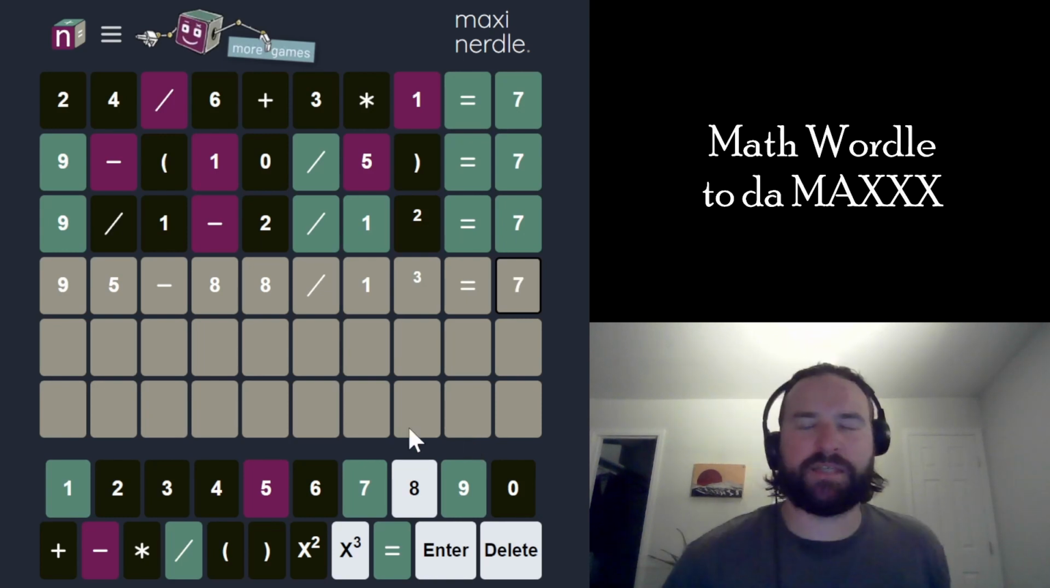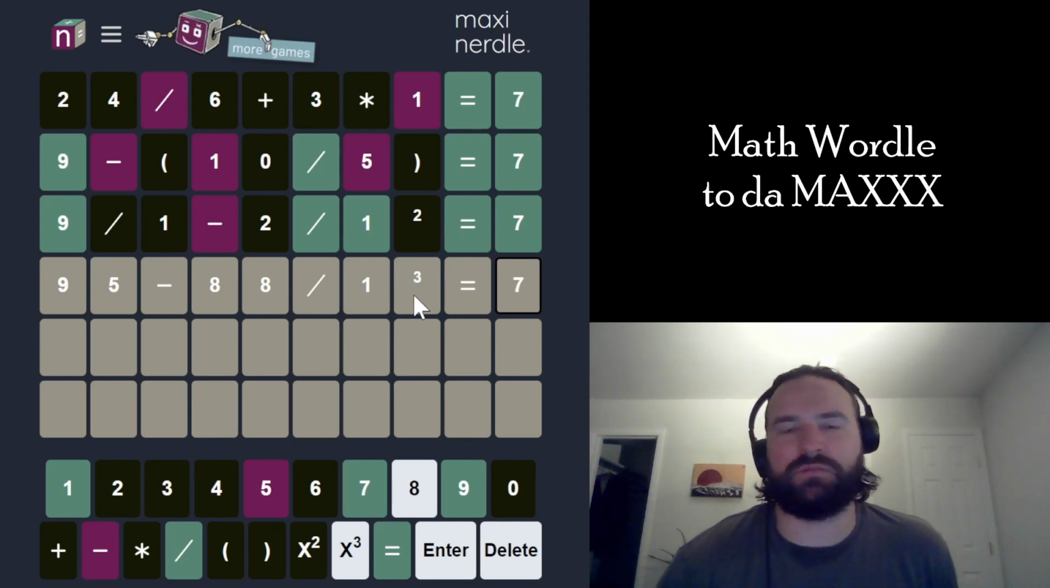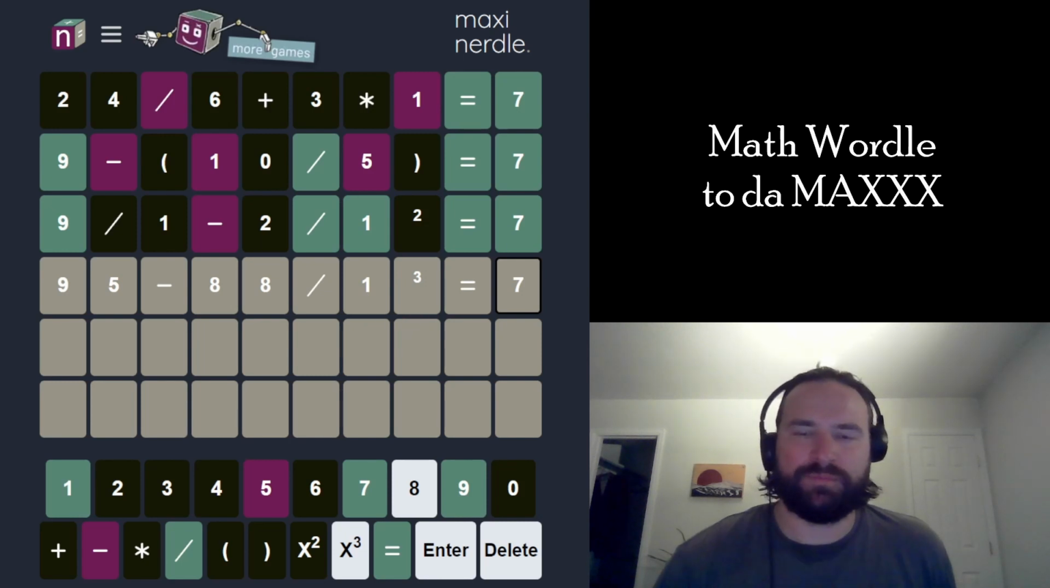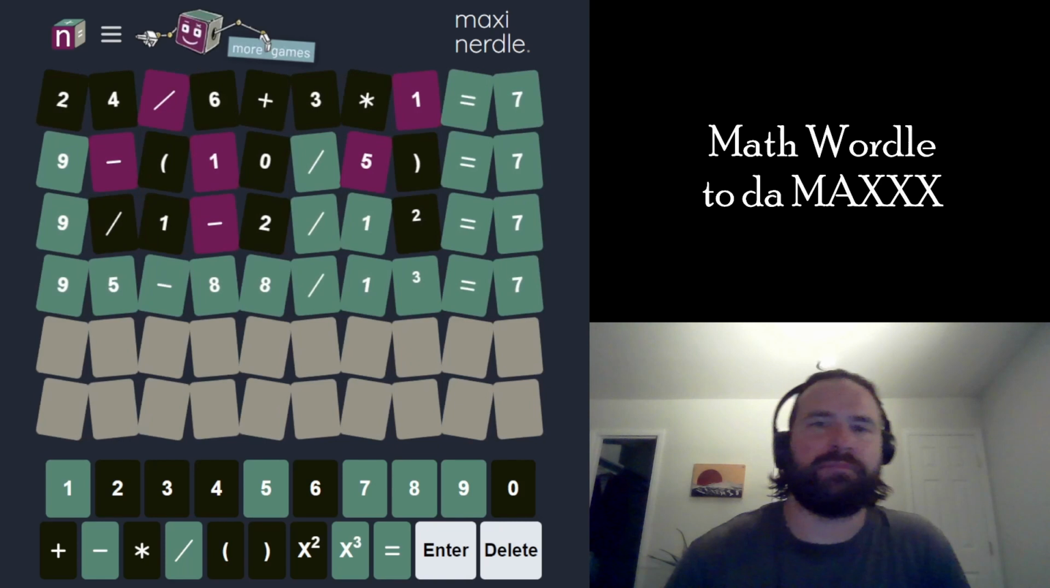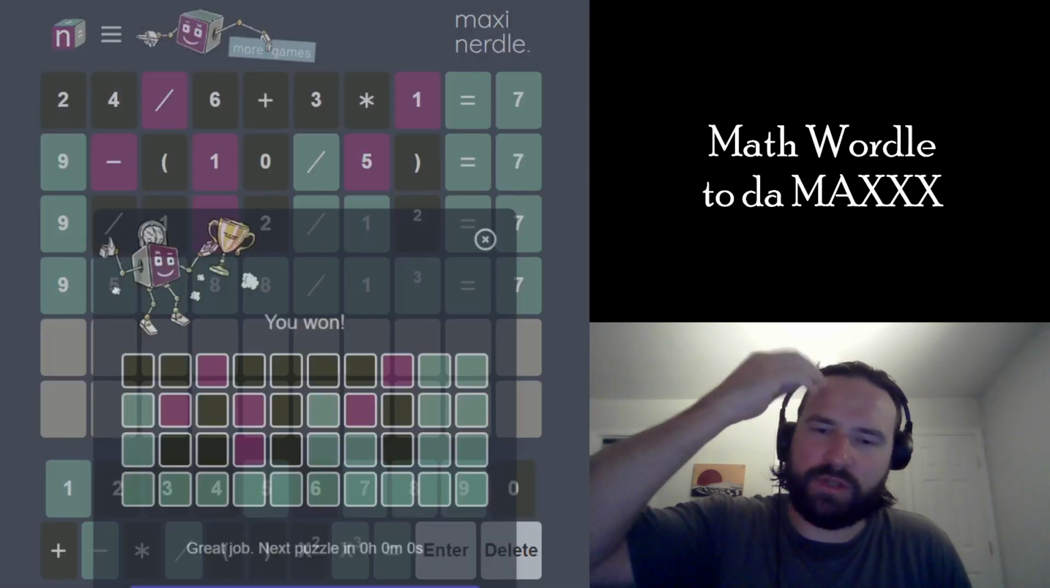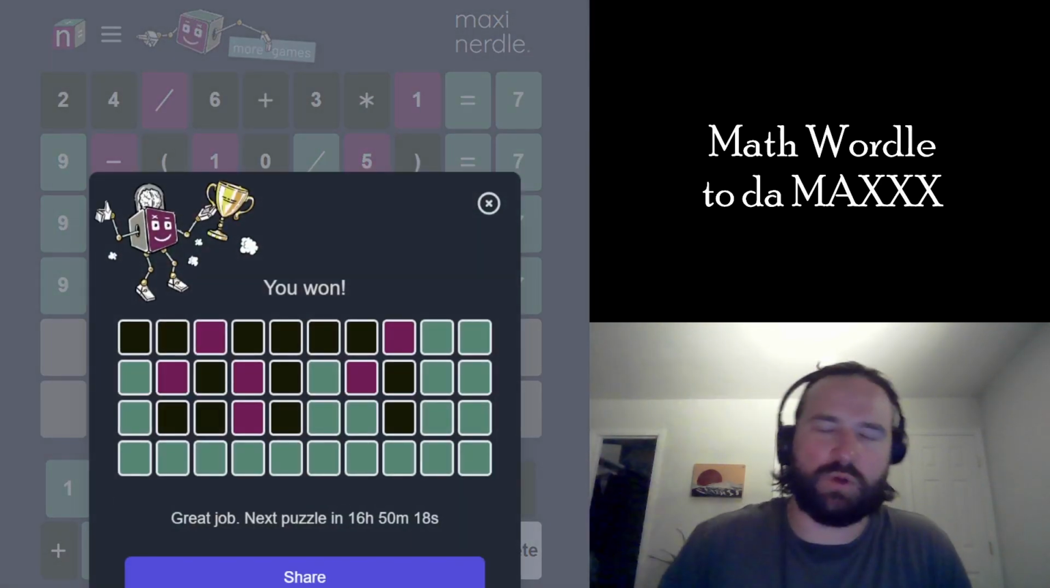I feel like this makes a Maxi Nerdle just not a Maxi Nerdle. You just divide by one or multiply by one and cube it and stuff. It's sort of whack, you know? When I make my Maxi Nerdle, it's not going to have that type of stuff. That's what Maxi Nerdle did. Figured it out. Cracking codes, baby. Cracking codes. Brainiac up here. Brainiac, dude. Thanks for watching. Catch you later.